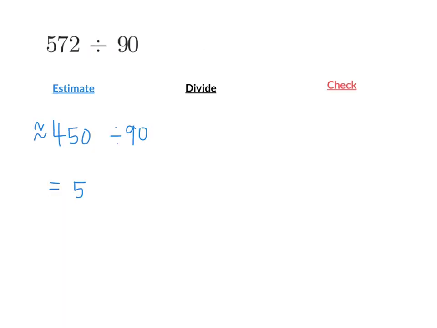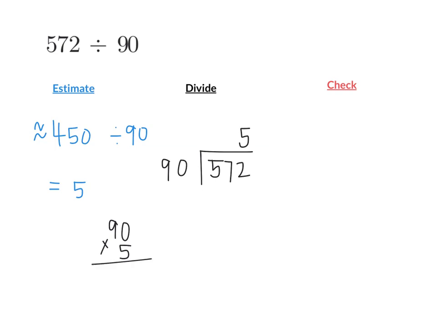So Dad is going to, again, take our estimate. I'm going to write down my real whole, which is 572, divided by my real divisor, which is 90. Dad's going to take my estimate, so I'm going to put a 5 in the ones place. Mom's going to multiply 90 times 5. I'm going to write it down because I always have to record my math thinking. I know that's equal to 450. So I'm going to subtract 450.